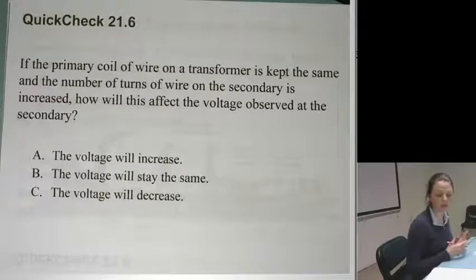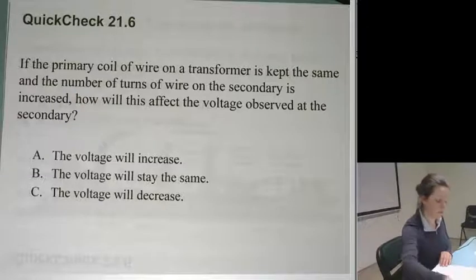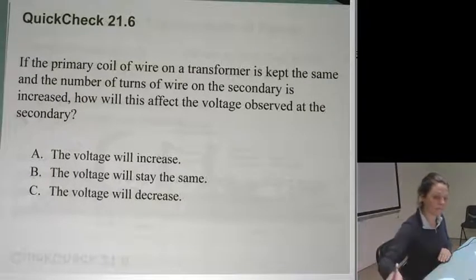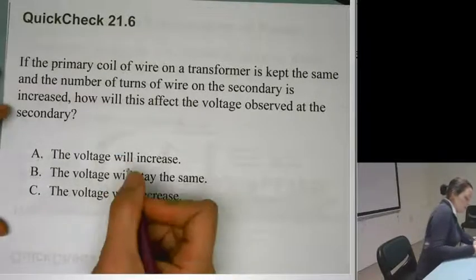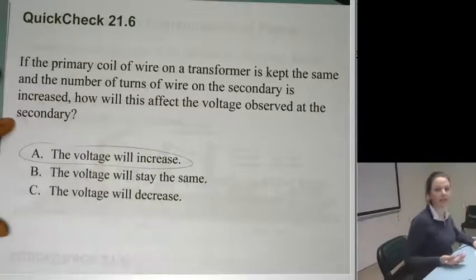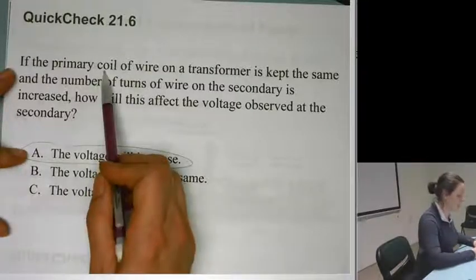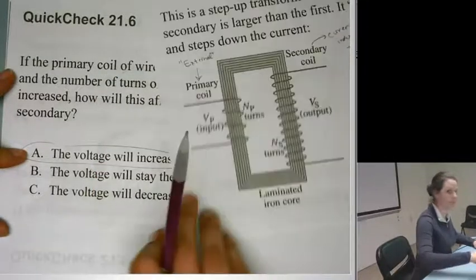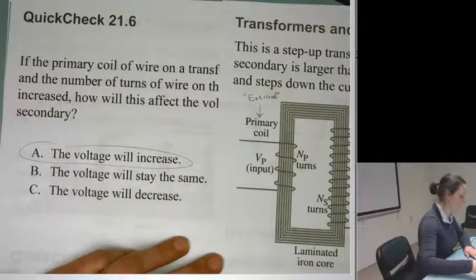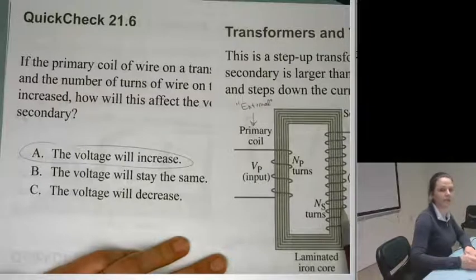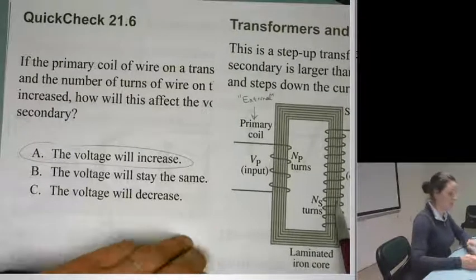So pause this question and try to figure out the answer. So here's the answer. The answer here is A. So we said the primary coil keeps the same number of turns. So let's pull over my little demo of what a transformer looks like. But the number of turns on the secondary increases. The voltage will increase.